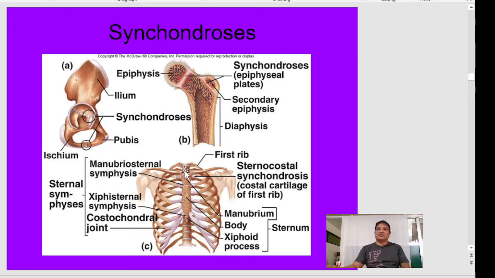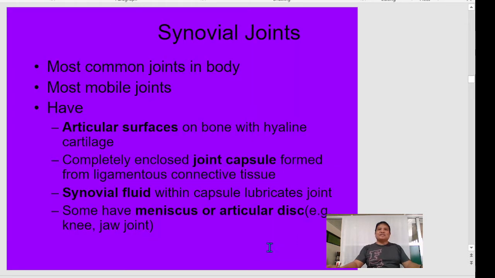Another synchondrosis is the joint between the ribs and the sternum, the costal cartilage, where it unites with our ribs at the sternum, in the anterior part. So that is an example of synchondrosis. Then we have the synovial joint, which is the most common joint in the body and the most mobile. It has an articular surface on the bone with hyaline cartilage. It is enclosed by the joint capsule, and there is a synovial membrane within the capsule that lubricates the joints.